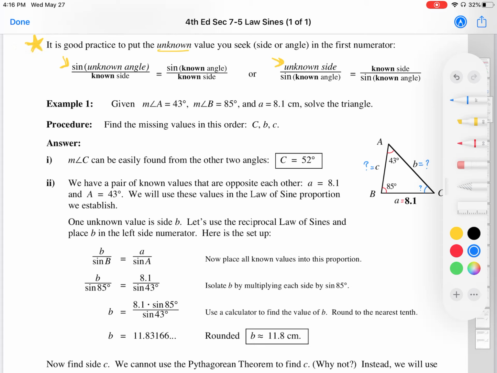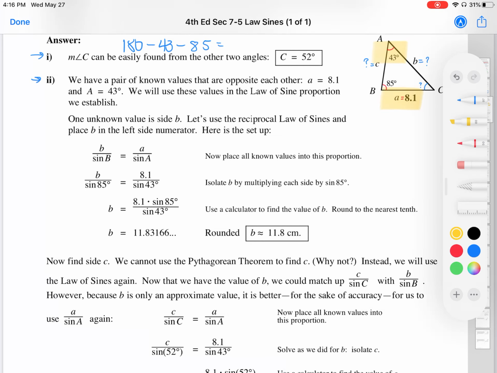All right. From your answers, 1, measurement of angle C can be easily found from the other two angles, right? We know the sum of all 3 angles in a triangle is 180 degrees, so we just subtract the other 2 angles. So 180 minus 43 and minus 85, you get 52. All right, 2. Now we have to find those unknown sides. We have a pair of unknown values that are opposite of each other. So we have side A and angle A. We will use these values in the law of sine proportion we establish.